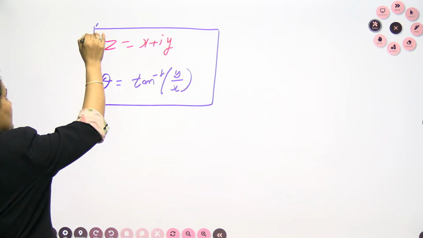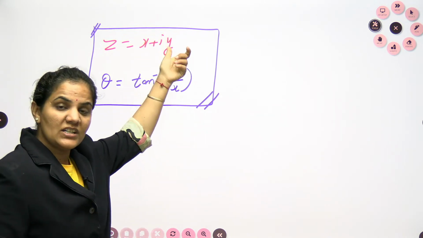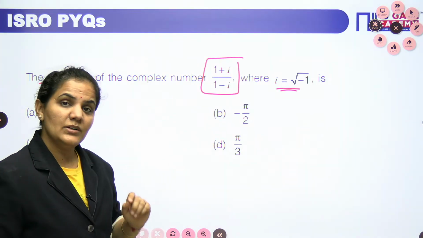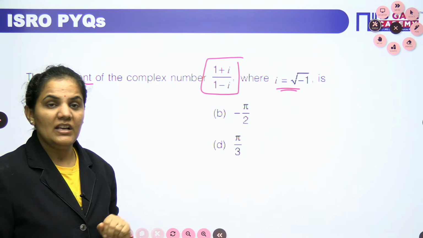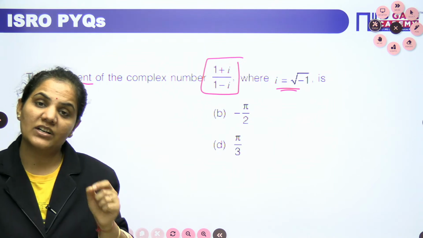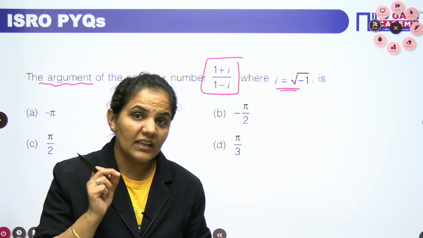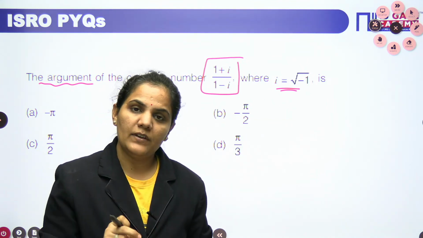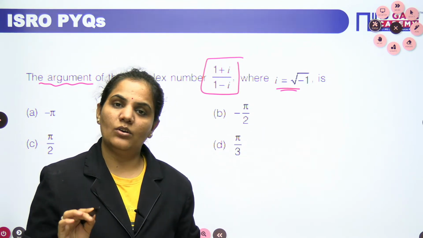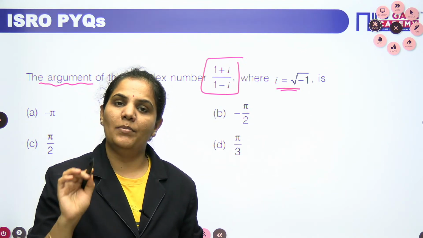But for that, what is the essential condition? The condition is that my function must be in the form x plus iota y. I can see here my question is in the (1 plus iota) by (1 minus iota) form. It's not in the z equals x plus iota y form. We need to convert the given function into the standard form of a complex number. As I told you earlier, if in a complex number question we have iota in the denominator, that is not at all a standard form. So we need to always remove iota from the denominator of any complex function.